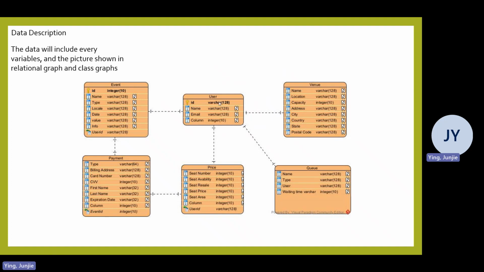This is the relational graph. The user is in the queue, and this will show how a user can enter the venue. This relationship shows users and price: whether the user can go to the price information, the user can go to event information, and the user can go to the payment information if they successfully enter the queue and get a ticket.